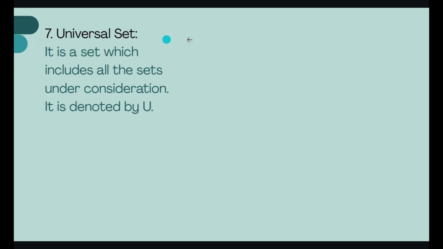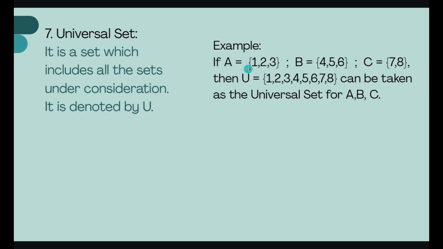Seventh one, universal set. It is a set which includes all the sets under consideration and it is denoted by U. From the example, if A equals 1, 2, 3, B equals 4, 5, 6 and C equals 7, 8, then U, which includes from 1 to 8, is taken as a universal set for A, B, C, because U contains all the elements which are present in the sets A, B and C and hence becomes the universal set for the sets A, B and C.